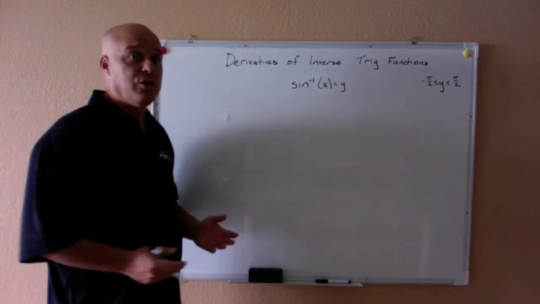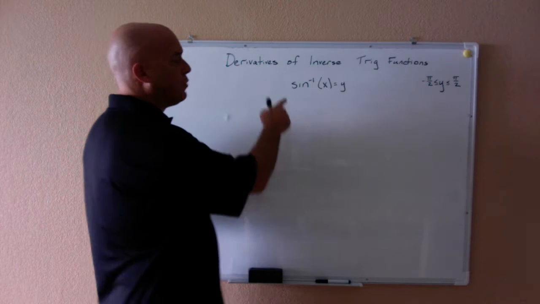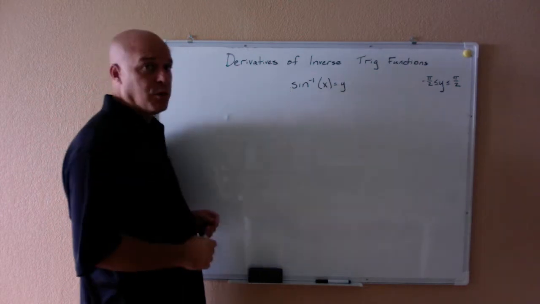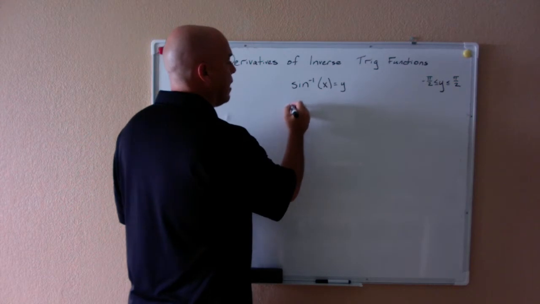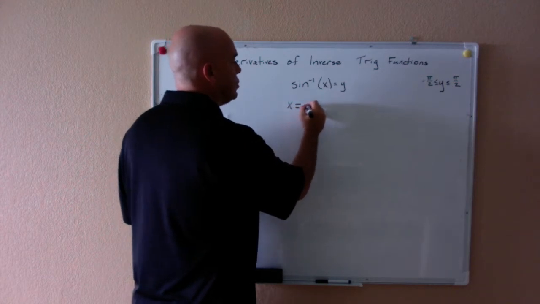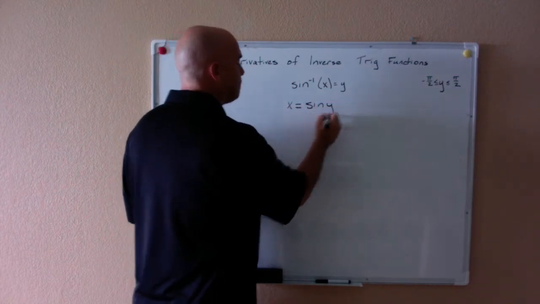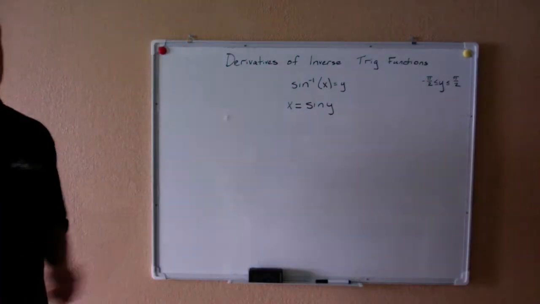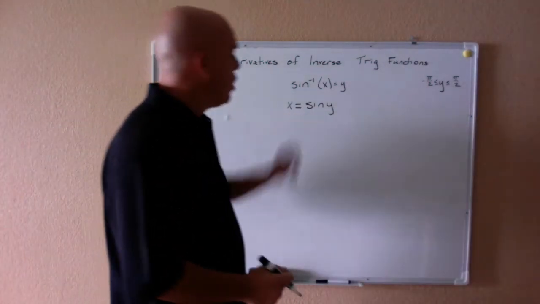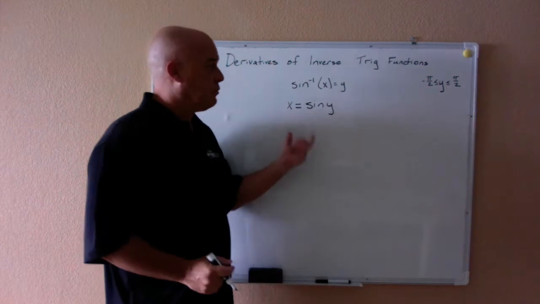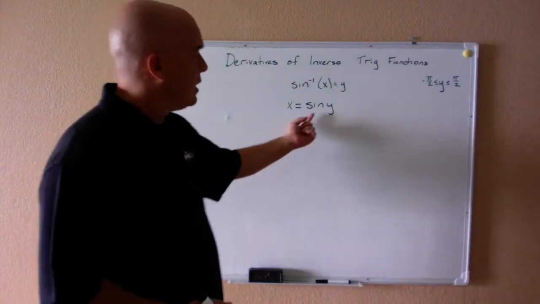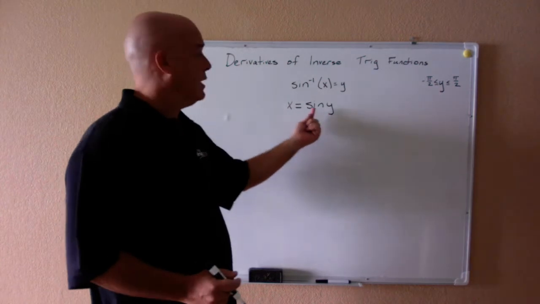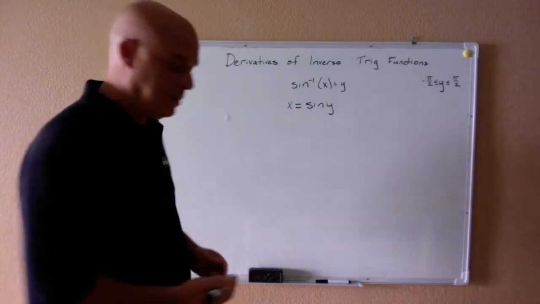The way that we're going to do it is we're going to take the sine of both sides to get rid of that inverse trig function. When I do that, I'm going to find that x is equal to the sine of y. Okay, that's an important piece of information to have to start off with. So now we're ready to differentiate this. This is going to be an implicitly differentiated function because I have the y, which is a function inside another function. So I'm going to have to do this implicitly.